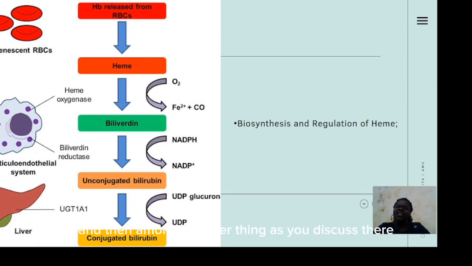And then amongst other things, as you discuss their metabolism, you also discuss the disorders and the regulation in the system. So we shall also talk about biosynthesis and regulation of heme. Just like you've seen there, heme, how it is broken down and how it is formed. This diagram is showing the steps in breaking down heme, and we shall describe it more.